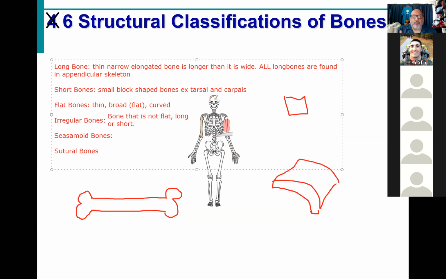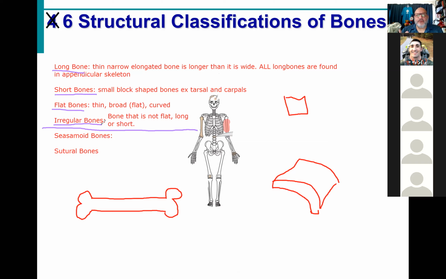Irregular bones, like the vertebrae, are bones that are not flat, not long, not short. The reason your book tends to emphasize these 4 categories is almost all of your named bones fall under one of these 4 main categories. So almost all of your named bones, of the 206 named bones, are either long, short, flat, or irregular. But of course, the key word in that sentence is almost, because almost is not all. There are a couple exceptions.